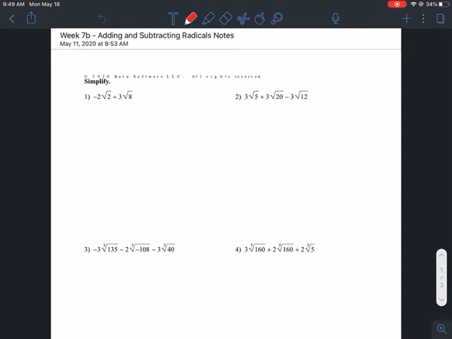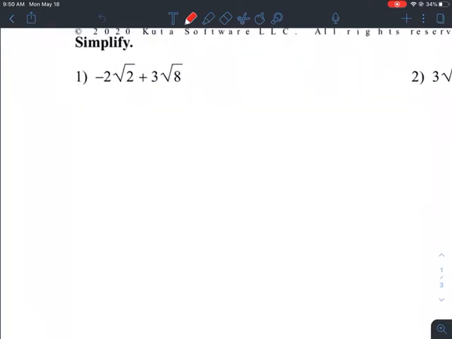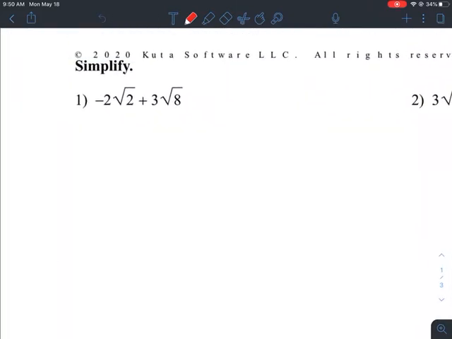So this last thing we're doing is adding and subtracting radicals. The thing about adding and subtracting radicals is that it's kind of like adding and subtracting when you have variables. But you have to have the exact same index, so the same type of radical, and the same radicand, which is the same number on the inside.